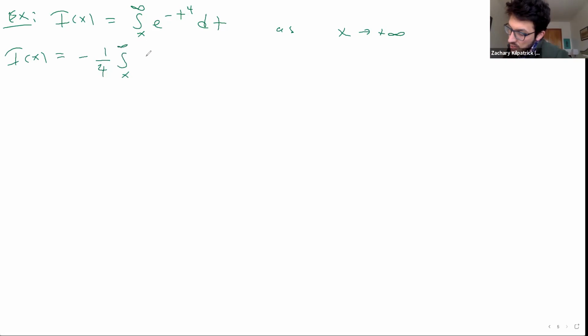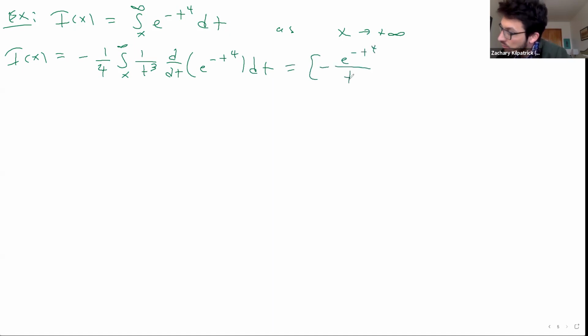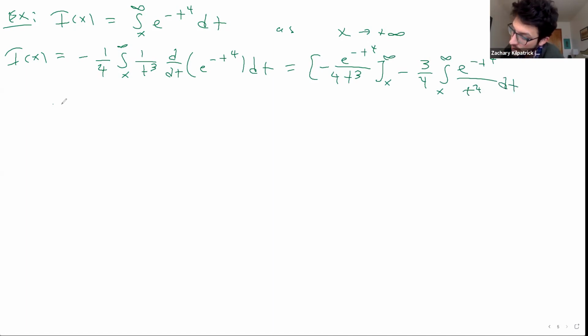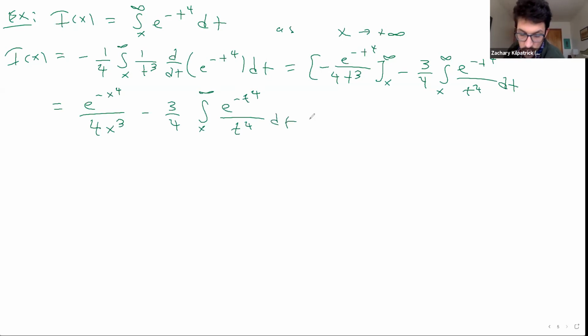And in particular, we're going to split the integrand up into 1 over t cubed and the derivative of e to the minus t to the 4th dt. We have this extra factor of minus 1/4 popping out. So the result is we have these boundary terms, e to the minus t to the 4th over 4t cubed, evaluated at the boundary, which will vanish at infinity, and we'll get something non-trivial on the x boundary. And then in our integrand, we have e to the minus t to the 4th over t to the 4th dt, okay? So if we clean this up, we end up with e to the minus x to the 4th over 4x cubed minus 3/4 integral from x up to infinity, e to the minus t to the 4th over t to the 4th dt, okay?